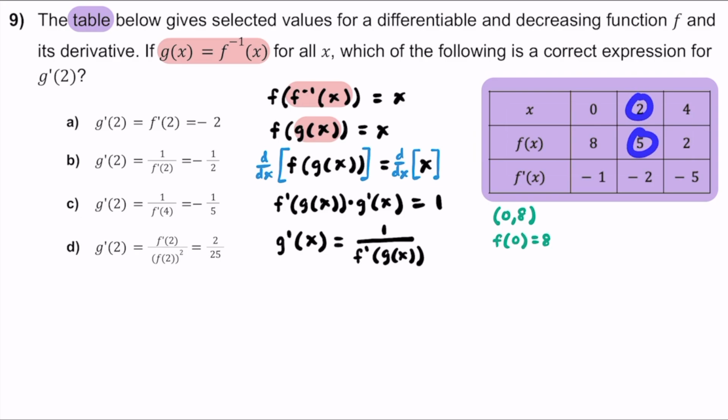Looking at these two values of 2 and 5, we know that (2, 5) is a point on this function, and that f of 2 is equal to 5. And looking at these two numbers of 4 and 2, we know (4, 2) is on this function, and that f of 4 is equal to 2.